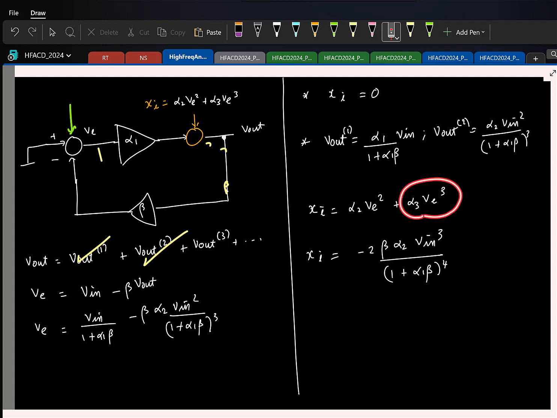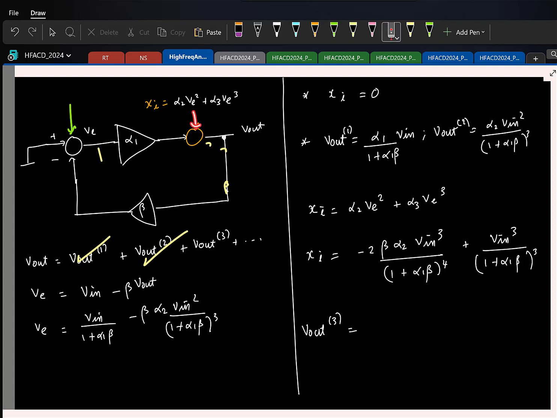Similarly, I have alpha 3 v cube. If I cube this guy, what will be the third order term? If I cube this, only this term will give me the third order term. So I'll have v in cube by 1 plus alpha 1 beta whole cube. Right? So I know the injected signal. Now I can find v out 3. What is v out 3?